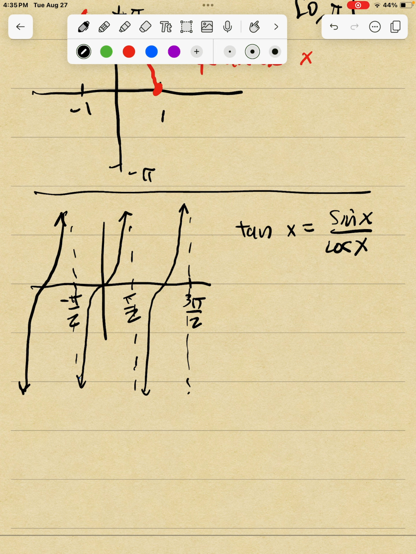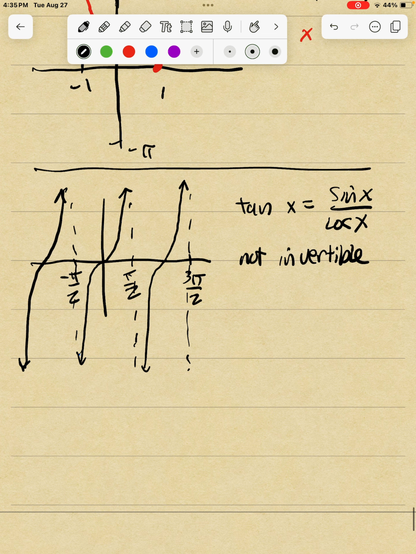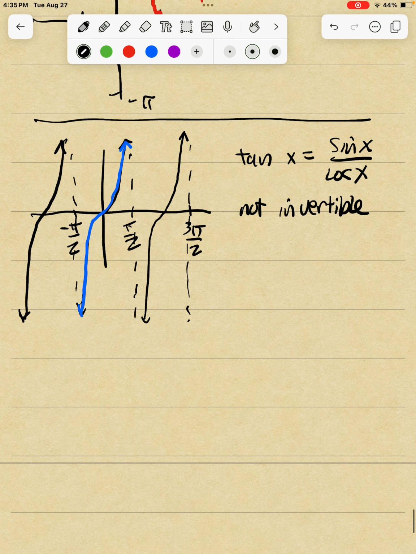So that's what the tangent function looks like. And again, this is not invertible, right? But if you restrict the tangent function to this piece, then it is invertible. So let's call that h. So let h of x be tangent x with x between negative pi over 2 and pi over 2.